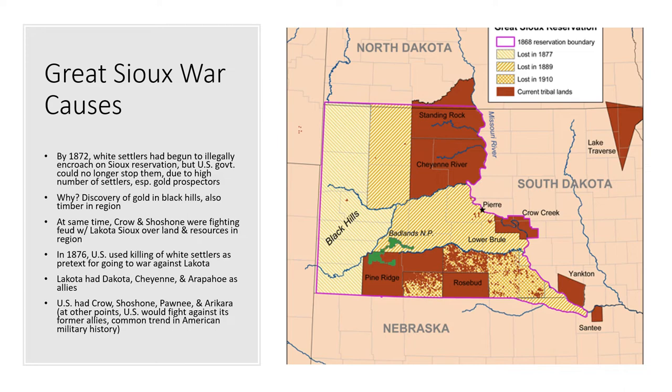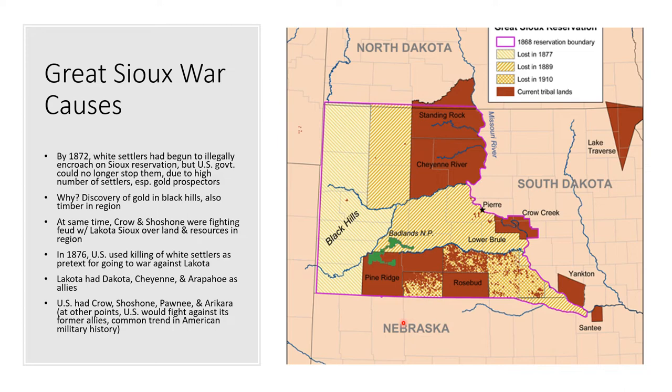By 1872, white settlers had begun to illegally encroach on Sioux reservation lands, particularly in these western regions in the Black Hills. The U.S. government had tried to stop white settlers from coming into Sioux territory, but in the 1870s, there were just too many settlers, especially gold prospectors who had heard about gold being discovered in the Black Hills, and they wanted to strike it rich in Sioux territory. Also, there were trees that could be cut down for a logging industry as well.